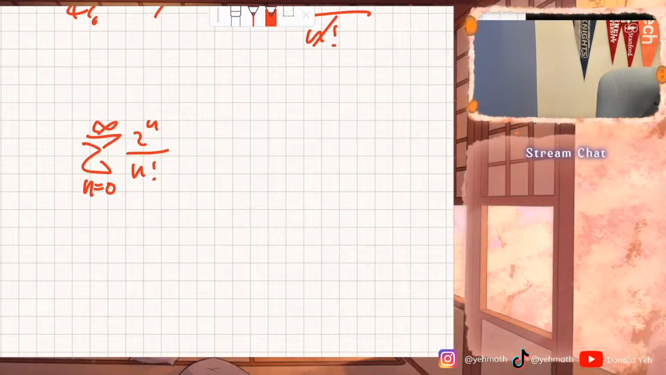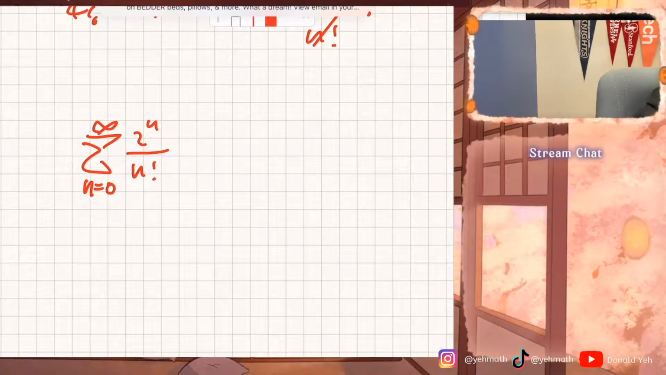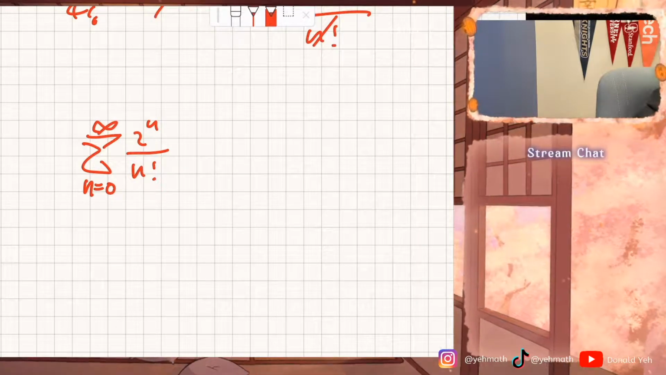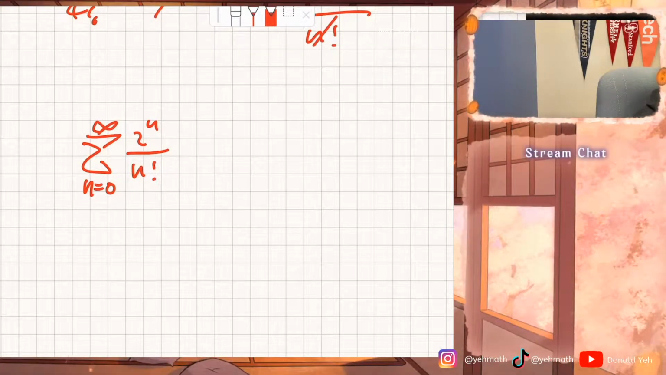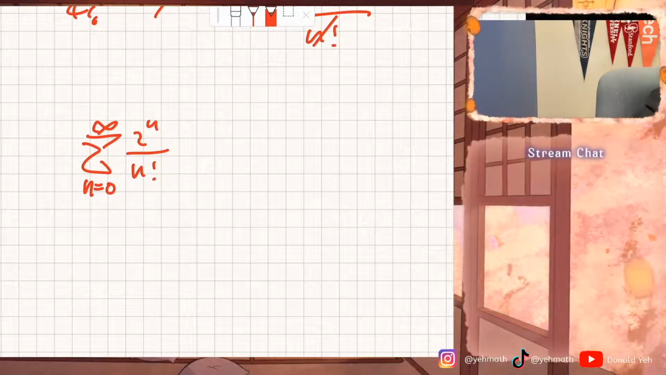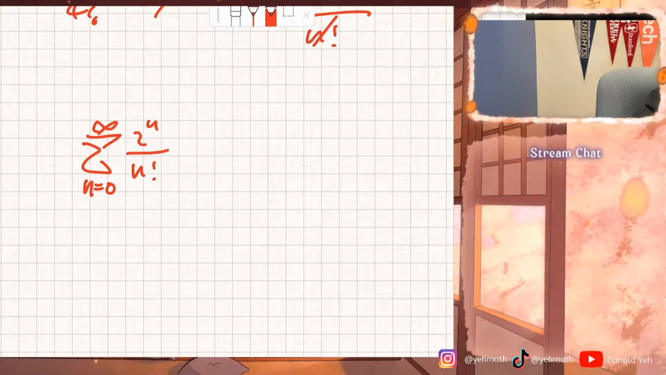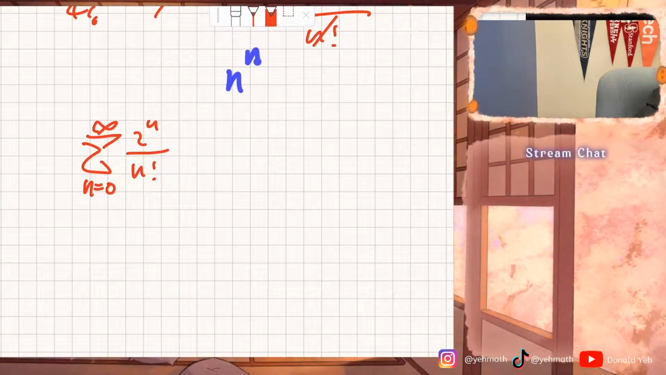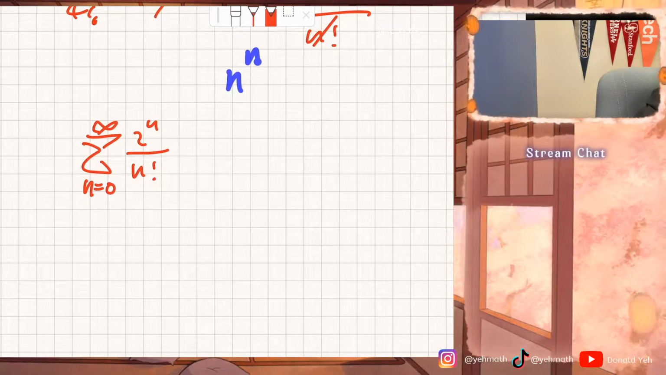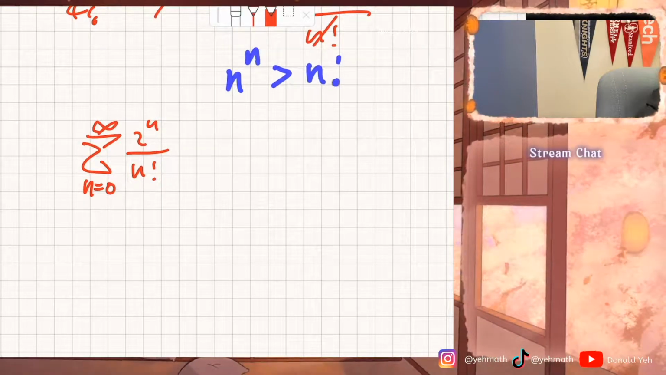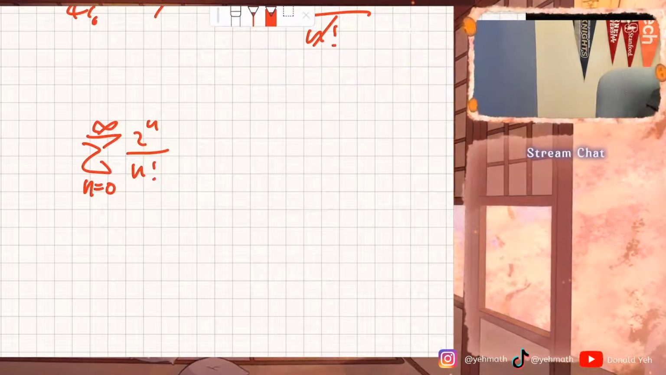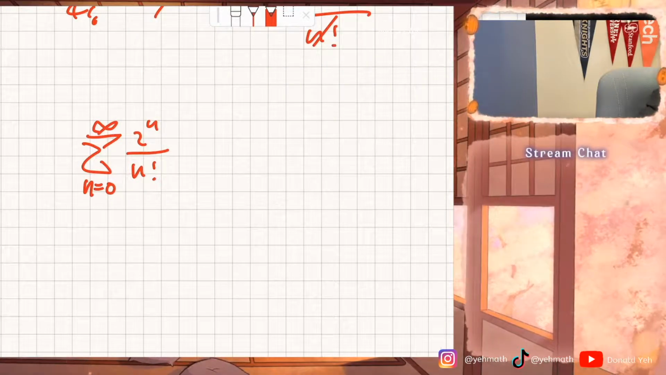Okay, so look at it. We talked about before which one goes faster. It turns out n factorial is faster than the other thing. So n to the n power is actually faster than n factorial. Remember the ranking I gave you: the highest one was n to the n power, the next was n factorial, and the next was anything to the n power, like a number over n.